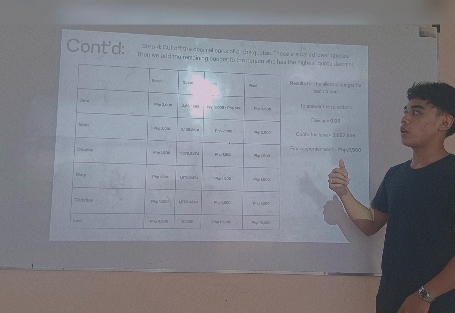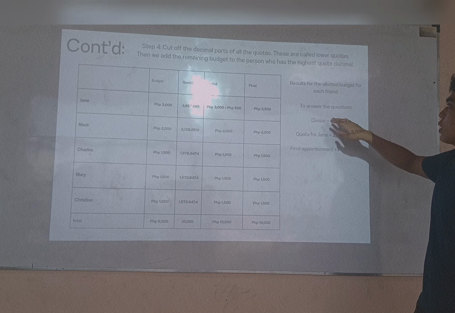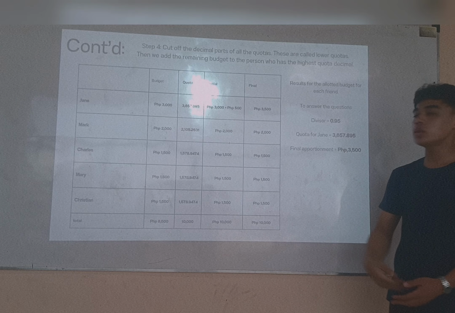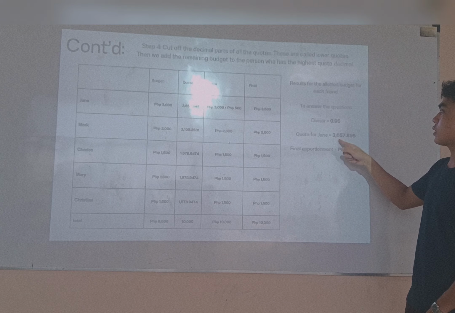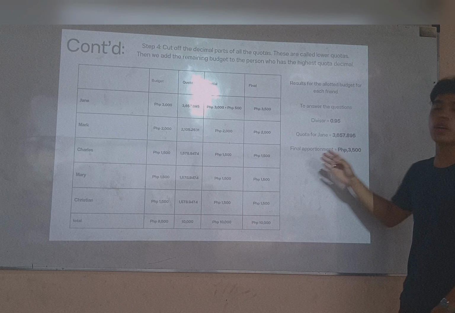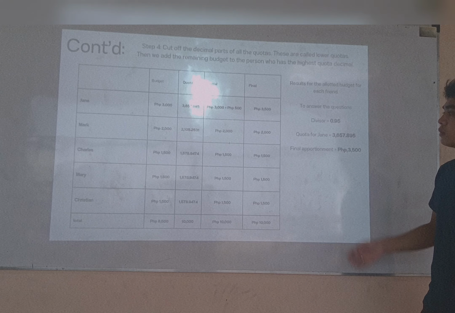So in the problem below, we need to resolve the budget for each friend. To answer the question, our divisor is equal to 0.95. The quota for Jane is equal to 3,157.895, and her final apportionment will be 3,500.